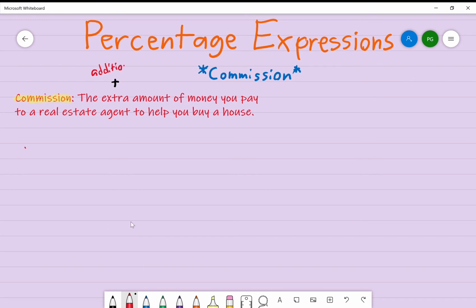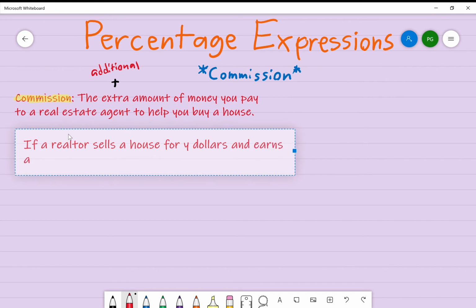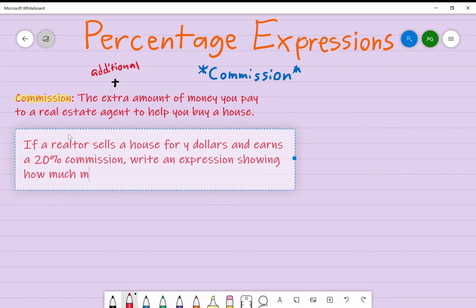But anyway, let's dive right in. So let's start with a practice problem. Let's say that you get this problem. If a realtor sells a house for, I don't know, Y dollars and earns, let's say they earn a 20% commission, write an expression showing how much money she will earn.